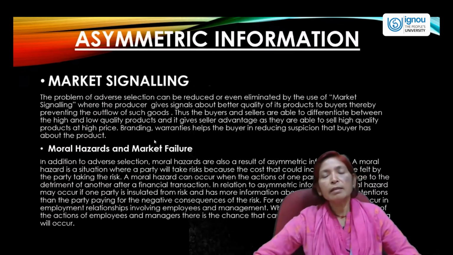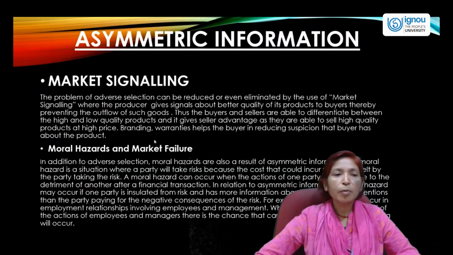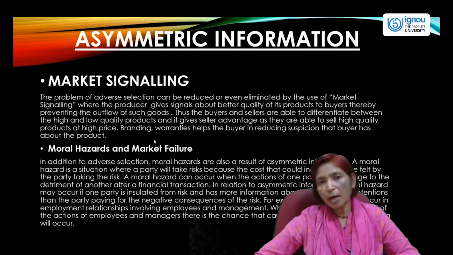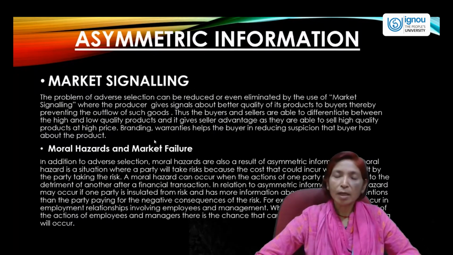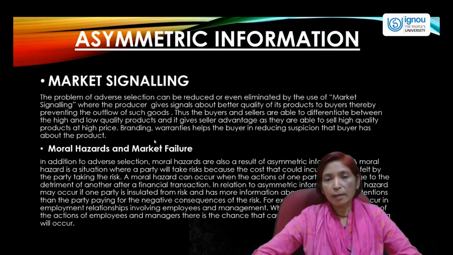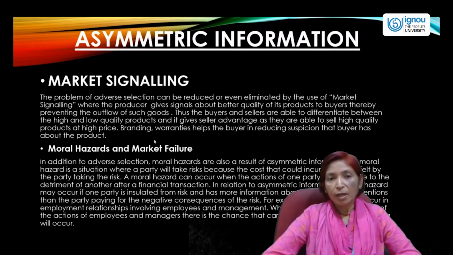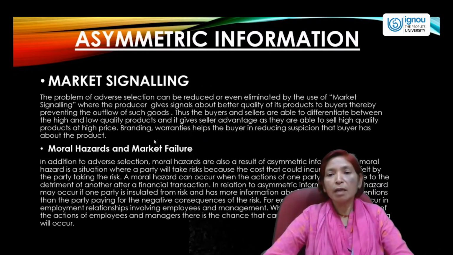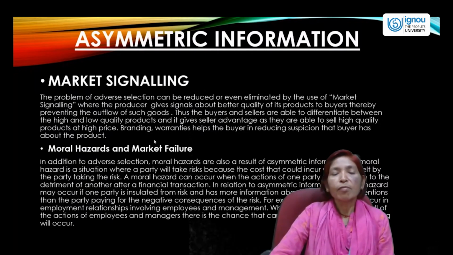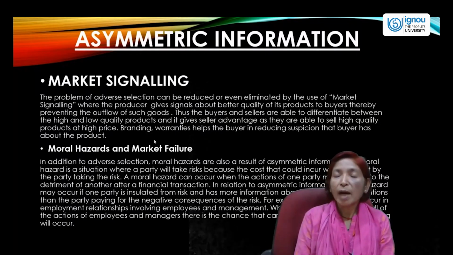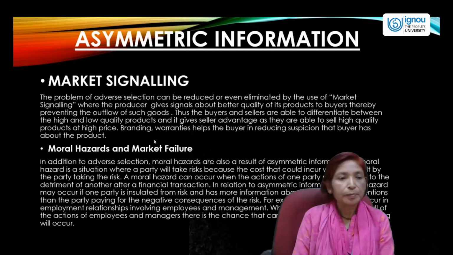Thus, the buyer and seller are able to differentiate between good products and bad quality products, and it gives sellers an advantage as they are able to sell high quality products at a higher price. Branding and warranties help the buyer in reducing the suspicion the buyer has about the product. So market signaling is the main thing which can reduce or eliminate this market failure problem.